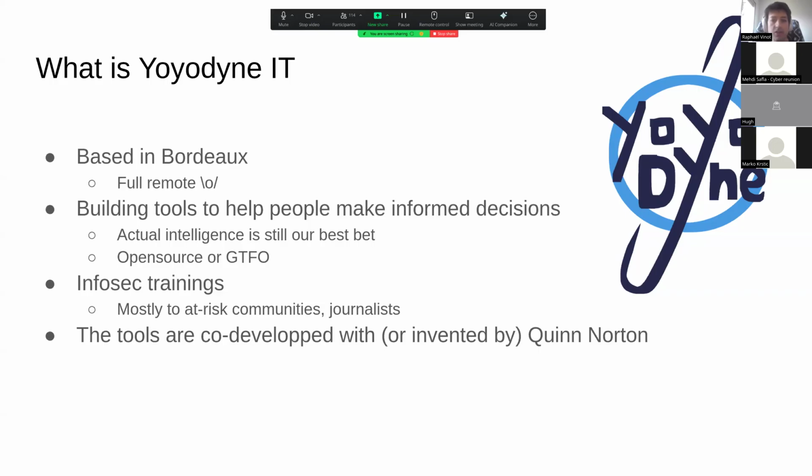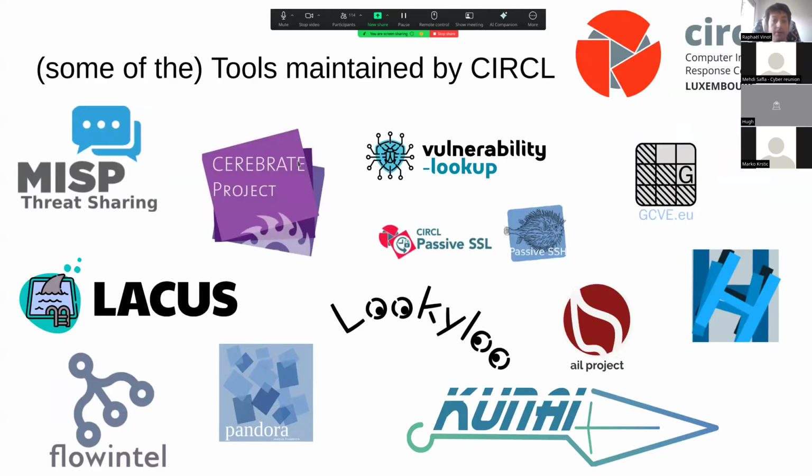We've been doing some trainings at Eurodyne IT, but also at Circle, mostly for at-risk communities and journalists. Right now, those communities overlap, especially in the US. And all the tools I'm going to talk about have been co-developed or invented by Quinn Norton, who is also my spouse and part of the second half of Eurodyne IT. The tools maintained by Circle are just a subset of what's maintained by Circle. A lot of those tools will be presented in the next couple of weeks. That's a lot of stuff.